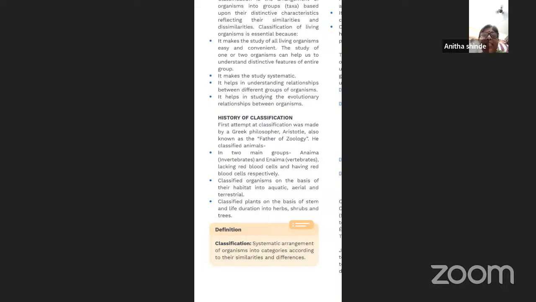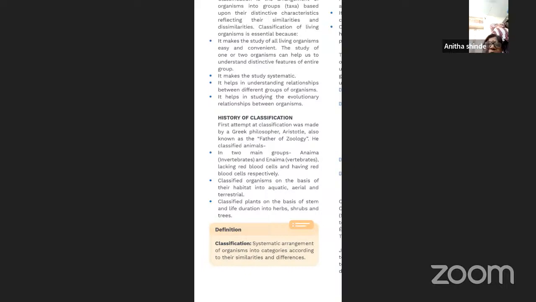Presence of red blood cells, or lacking red blood cells. So he classified the organisms into two groups. One is called Anaima, which means invertebrates, lacking red blood cells. And Enaima means vertebrates, which have red blood cells. So he classified in a very simple manner.